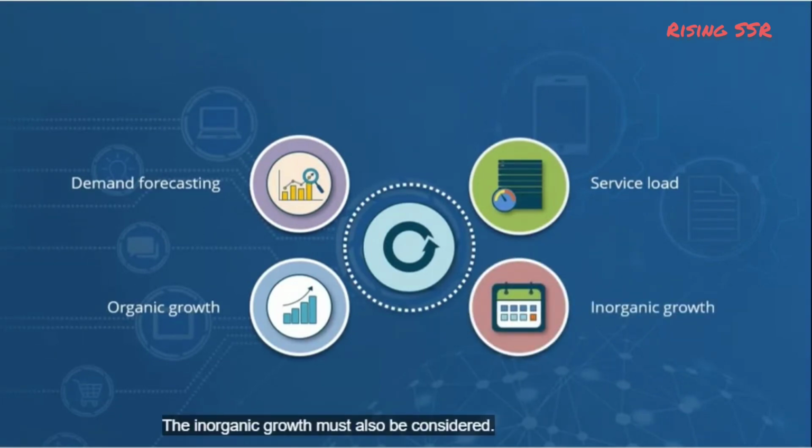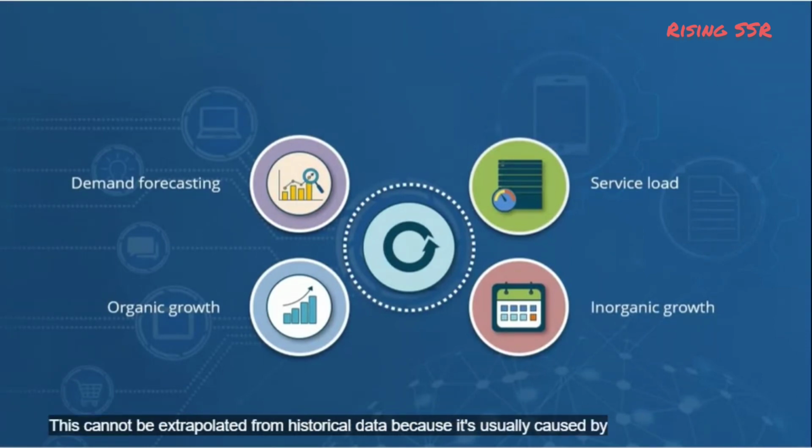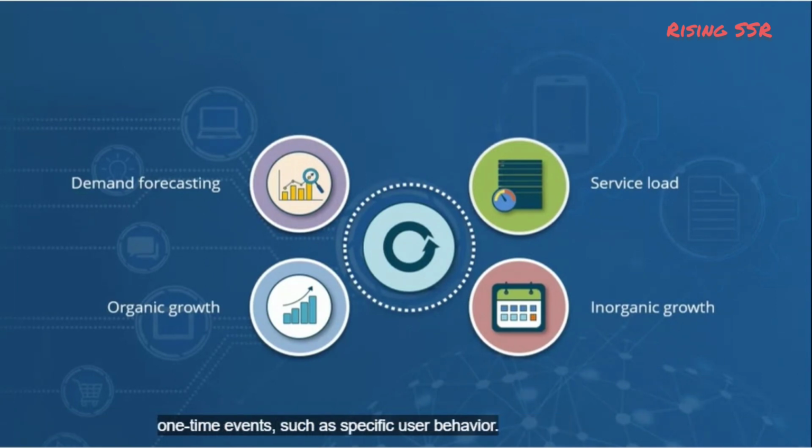The inorganic growth must also be considered. This cannot be extrapolated from historical data because it's usually caused by one-time events, such as specific user behavior. While inorganic growth cannot be predicted statistically from history, such events can sometimes be anticipated. For example, you might anticipate a temporary surge of users when a new feature is released.